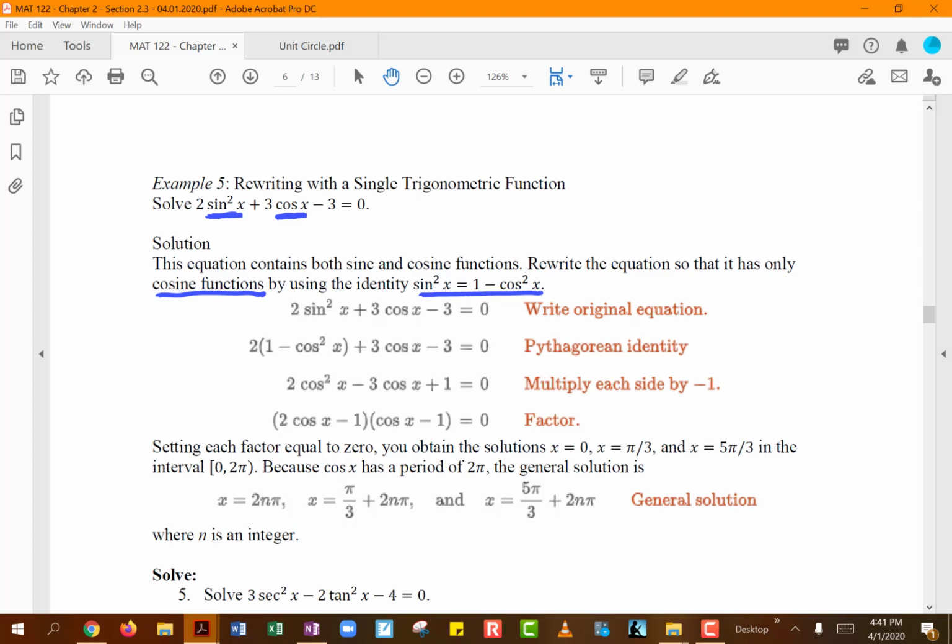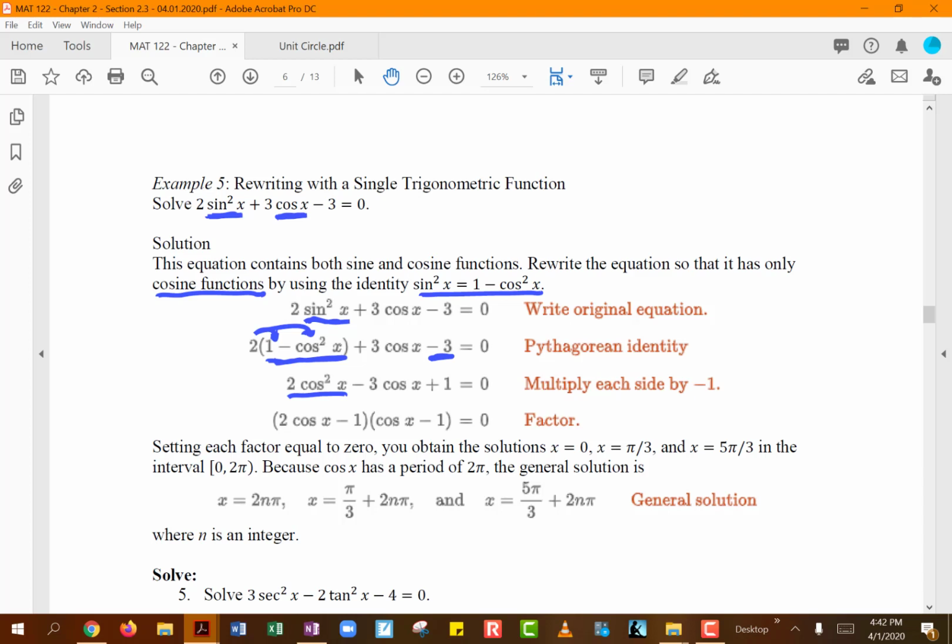So we're going to replace our sine squared of x with 1 minus cosine squared of x. So we're taking this function here and replacing it with this here, 1 minus cosine squared of x. And then of course you'll go ahead and distribute that 2 inside the parentheses. And then you're getting 2 times cosine squared of x here. And then 2 times 1 is being added with this minus 3 here.